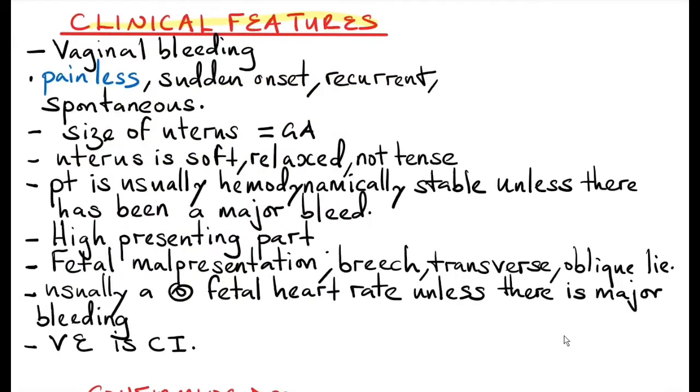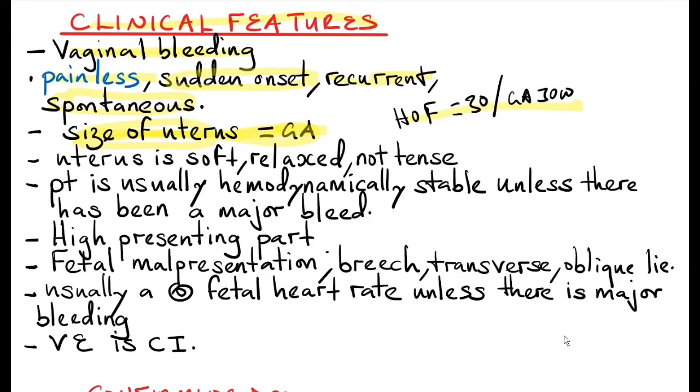Clinical features. The only symptom the patient will present with is vaginal bleeding. The vaginal bleeding is painless, sudden onset, recurrent, and usually spontaneous. And then when you examine this patient, the size of the uterus is the same as the gestational age. What do we mean by that? When you examine this patient and the height of fundus is estimated to be about 30 weeks, and according to her last menstrual period, she's about 30 weeks gestational age. This is what we mean by size of the uterus is the same as gestational age.